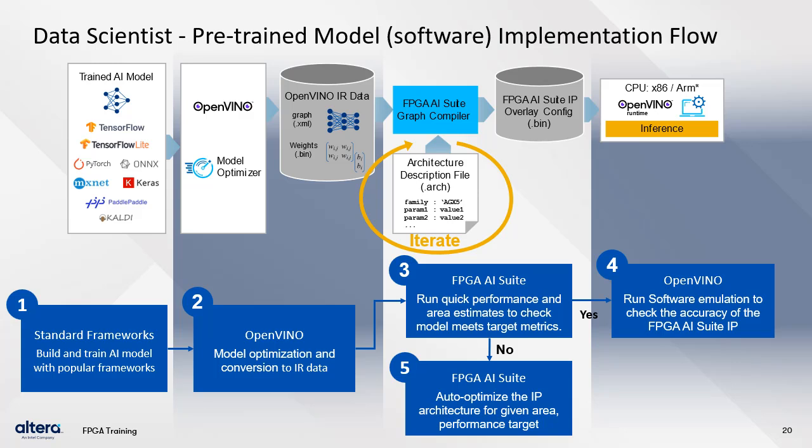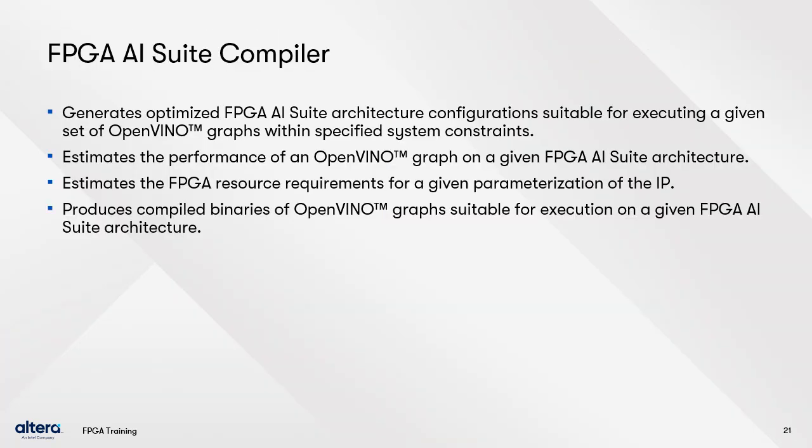Let us focus more on the FPGA AI Suite graph compiler. The FPGA AI Suite compiler generates optimized FPGA AI Suite architecture configurations suitable for executing a given set of OpenVINO graphs within specified system constraints. It estimates the performance of an OpenVINO graph on a given FPGA AI Suite architecture. It estimates the FPGA resource requirements for a given parameterization of the IP. It produces compiled binaries of OpenVINO graphs suitable for execution on a given FPGA AI Suite architecture.